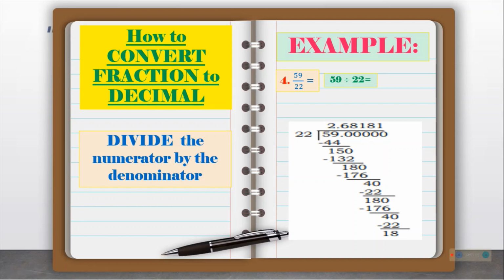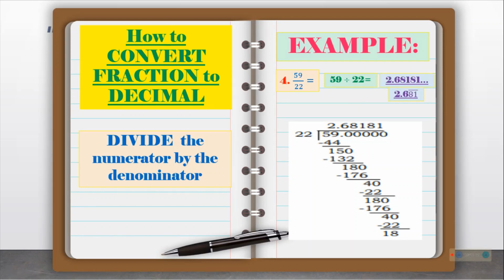Then 18, bring down 0. Then 180 divided by 22, that is 8. 8 times 22 is 176. Then 180 minus 176 is 4 again. So, paulit-ulit na lang siya. So, meaning, this is the repeating decimal.